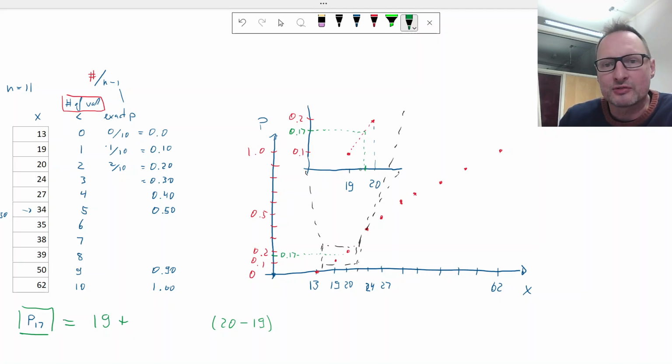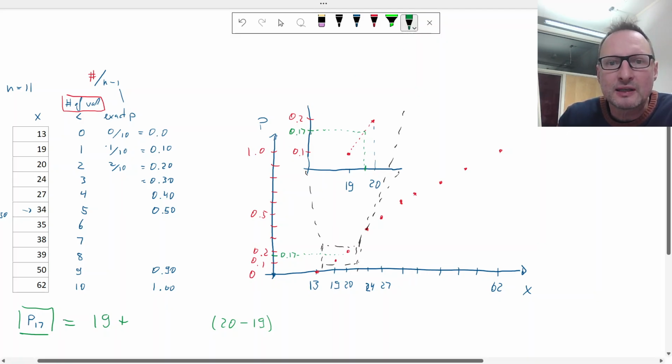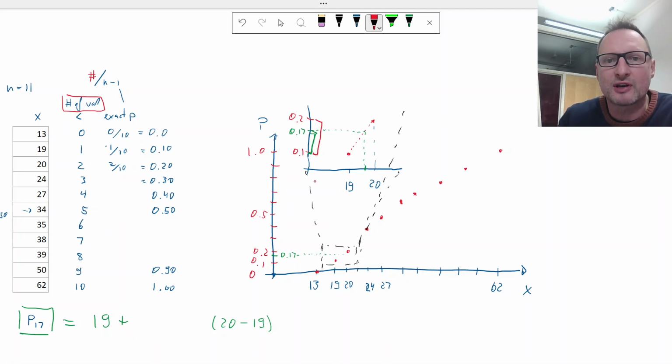Now how far do we have to go between 19 and 20? Well, because this is a straight line, basically exactly as far as we have to go from 0.1 to 0.17. So the proportion we have from here, this value proportional to that, is how far we have to go. So how do we calculate that? Well, that is 0.17 minus 0.1 divided by the length of the red area here, 0.2 minus 0.1. So this green bit will always be smaller than the red bit, so this ratio will be smaller than 1.